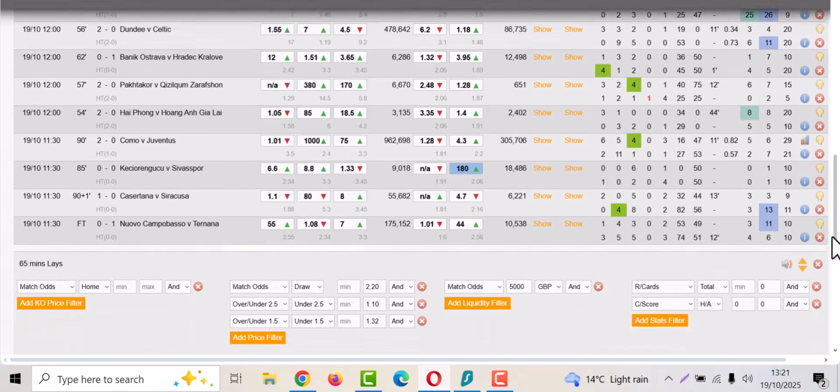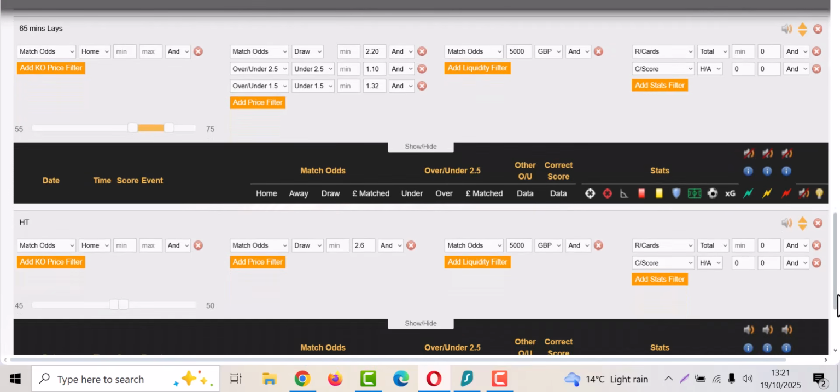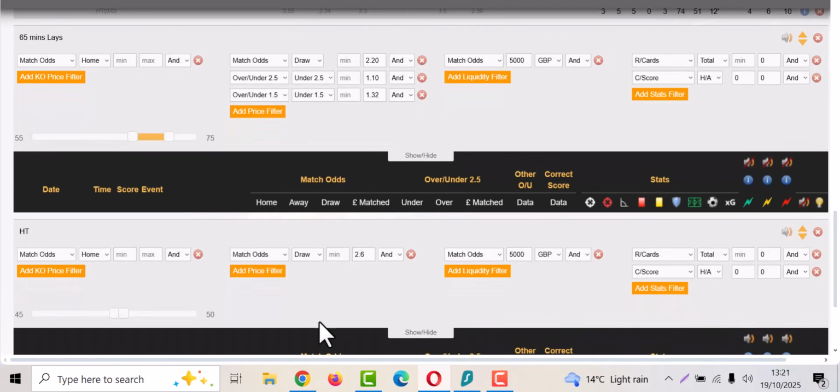You can set up alerts. You can see one of the ones I've got here, or both of the ones I've got set up here. So I will get Telegram alerts to my phone when basically these odds are a maximum of 1.1 on under 2.5 goals and under 1.5 goals, a maximum of 1.32 odds. I want to have at least 5,000 on the match odds liquidity.